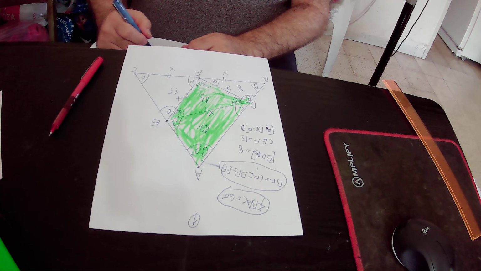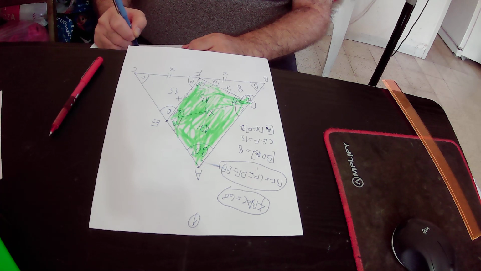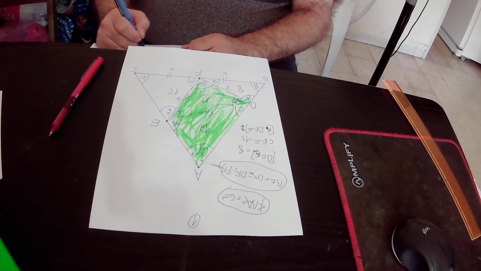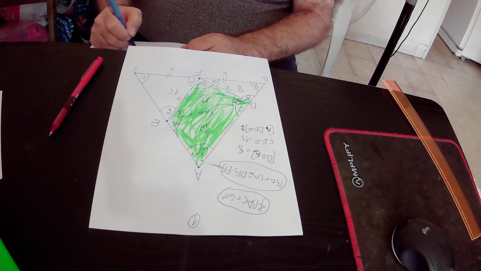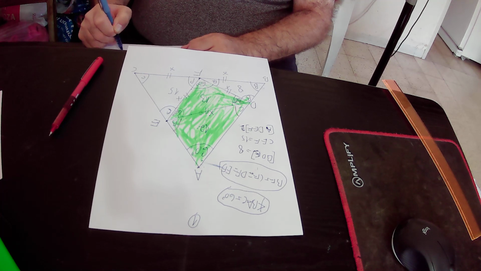So the area of quadrilateral ADFE equals to 25 square units.